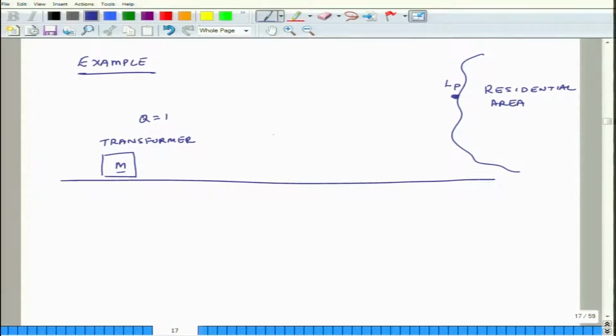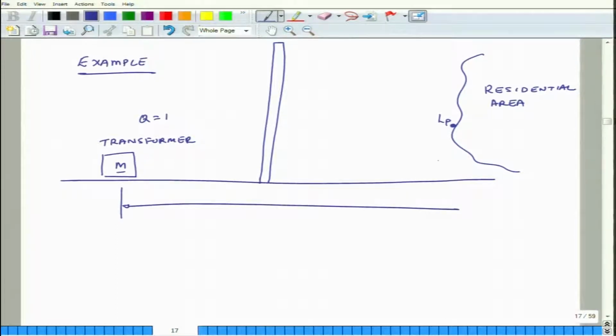So, what we want to do is, we measure the value of LP and we find that it is too high. So, we want to create a barrier. Actually, I will relocate this point maybe a little on the lower side. So, this is LP, and the overall distance is 30 meters. The distance between the barrier and the transformer is 10 meters, and the distance between the barrier and the location where we are measuring sound is 20 meters.